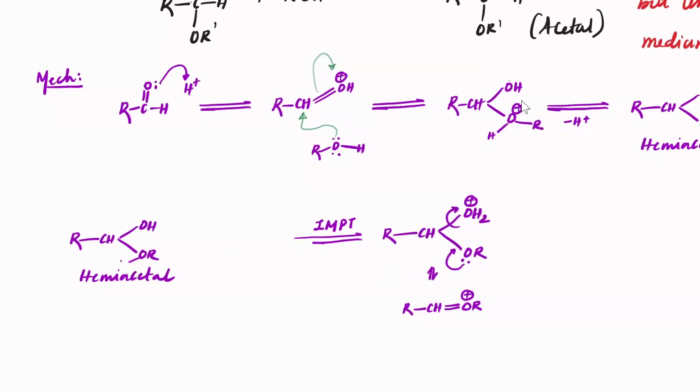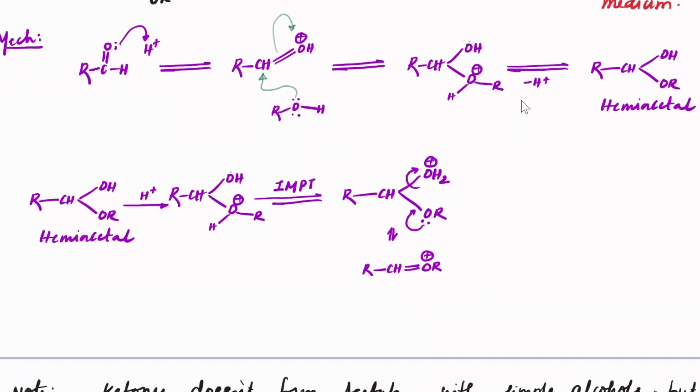So protonation will start happening from this end. Let me show this step here. As soon as you add H plus, first you will get this protonated form here. Then intramolecular proton transfer will occur to get this form. And the lone pair from OR will push to get this as RCH double bond OR plus. This is the intermediate which is forming.